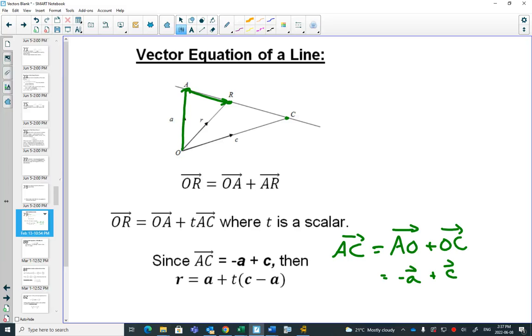T is just some number. So for example, here, it looks like about 2/5 of the way to C. If I wanted to get to R, I would go 2/5 of the way to C, and then I would get to R. It could be any number. If I wanted to get to point M, I would say, oh, I need to go 4/5. If I would like to go to point N back here, then T would be a negative number because I'd switch directions and go backwards about 1/5 of the way from A to C.